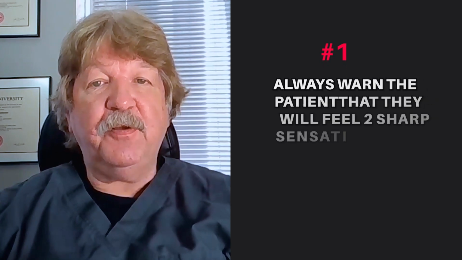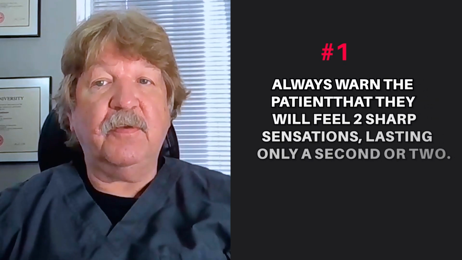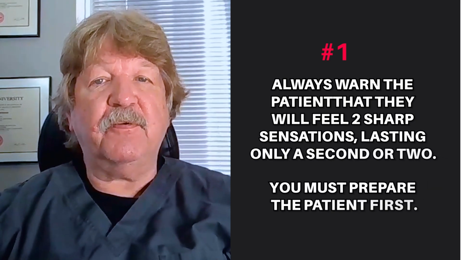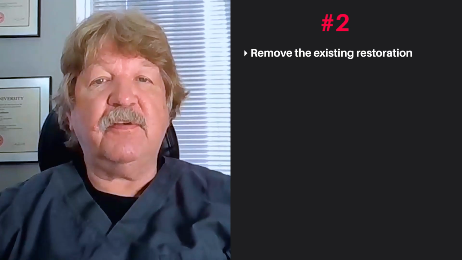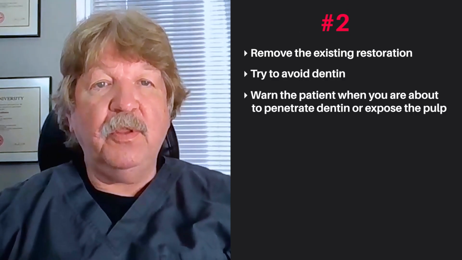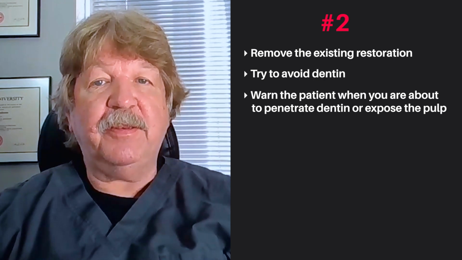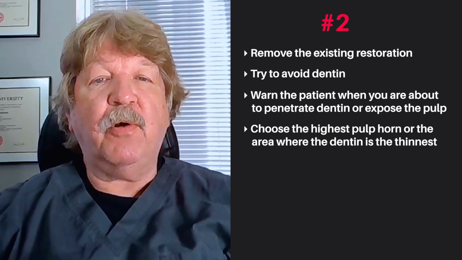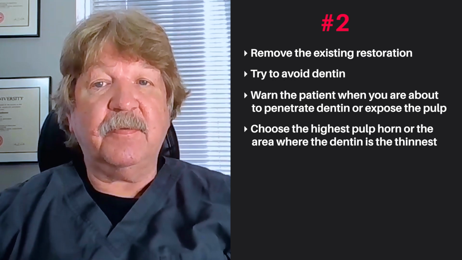There are several keys to getting good results with this technique. First of all, number one, always warn the patient they're going to feel two sharp sensations, lasting only a second or two. You must prepare the patient first. Secondly, remove the existing restoration. Try to avoid dentin. Again, warn the patient when you're about to penetrate the dentin or expose the pulp. Choose the highest pulp horn or area where the dentin is the thinnest.